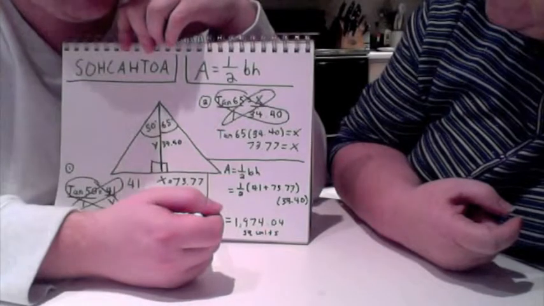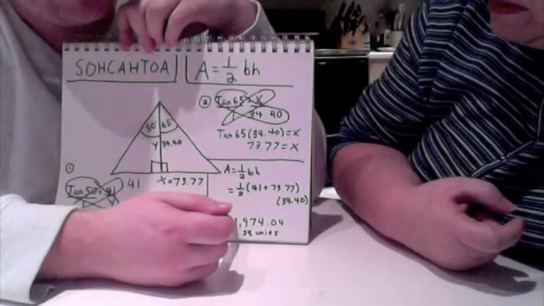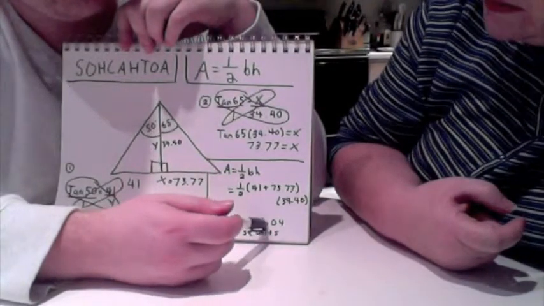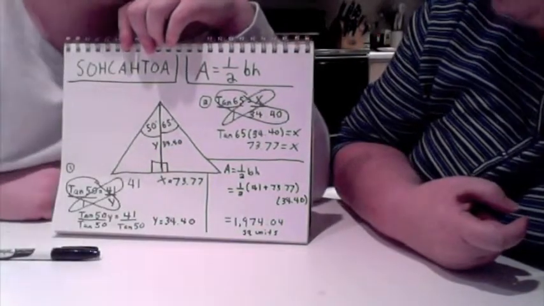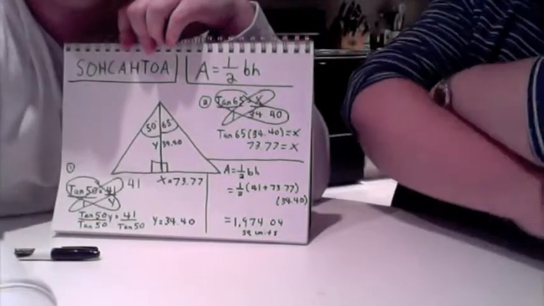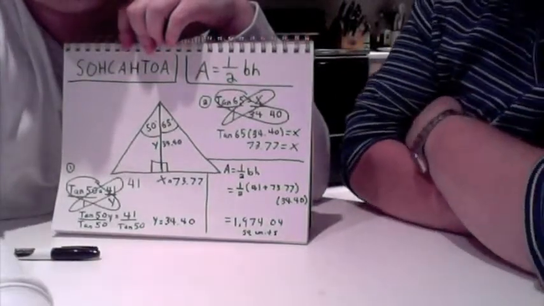And when you multiply it in your calculator, you get 1,974.404 square units, and that's your area. Wowee. You're really smart. You know lots of stuff.